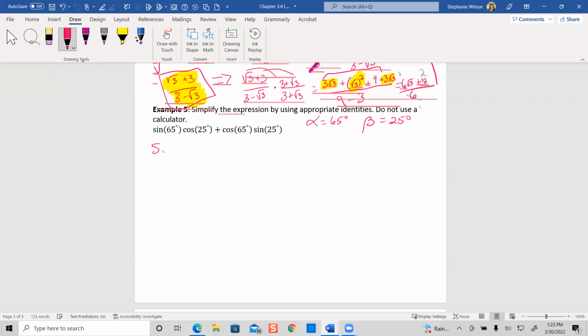So I got the sine of alpha plus beta is equal to the sine of 65 degrees plus 25 degrees, which gives me sine of 90 degrees. And when I go to the unit circle, sine of 90 degrees is 1. So that's my answer.